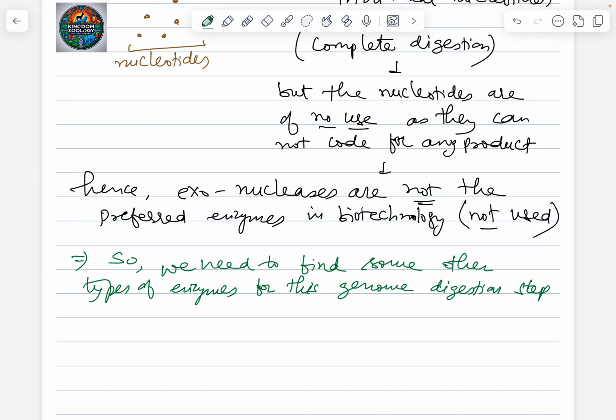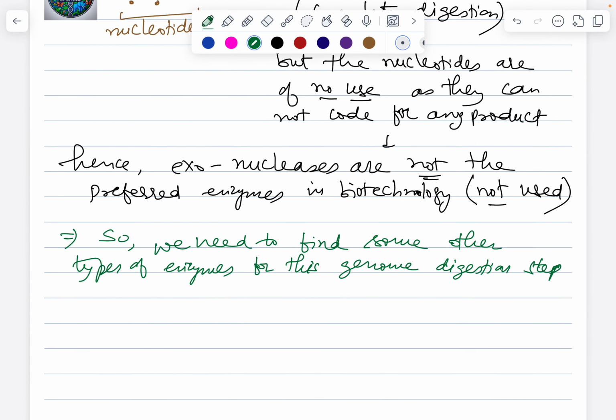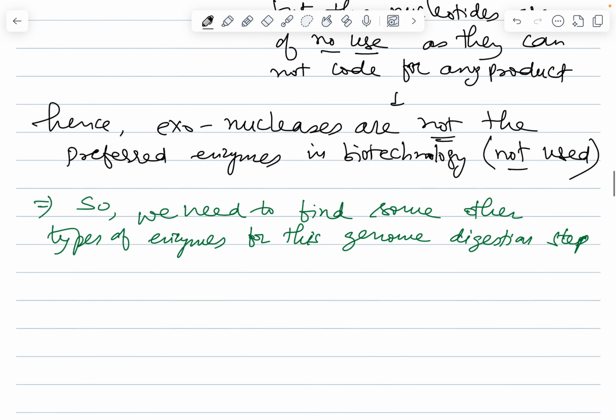This step can be called the genome digestion step. The first step was doing your homework, deciding what you want to produce. Step 2 was obtaining the genome. Step 3 is what we are doing now, trying to break down the genome into smaller fragments. For this step we need some other type of enzyme, because we have learned that exonuclease doesn't work.